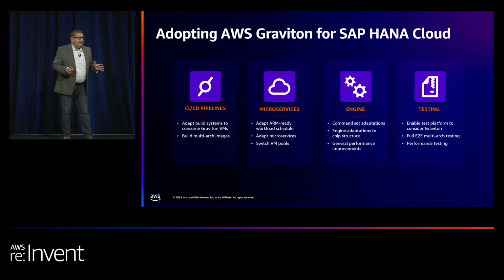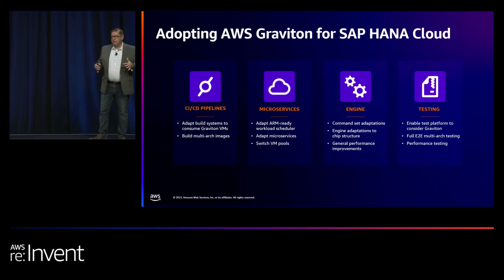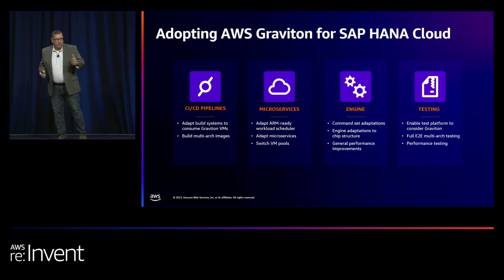And then, of course, covering all of this, for all these big rock items, the continuous integration and delivery pipelines, the microservices and the database containers, this also required the testing, right? So this required enabling the test platform to consider the Graviton infrastructure. This also considered the full end-to-end multi-arch testing and also performance testing. And just to put it in perspective, there were thousands of unit and integration tests, both end-to-end, to cover all the different scenarios.